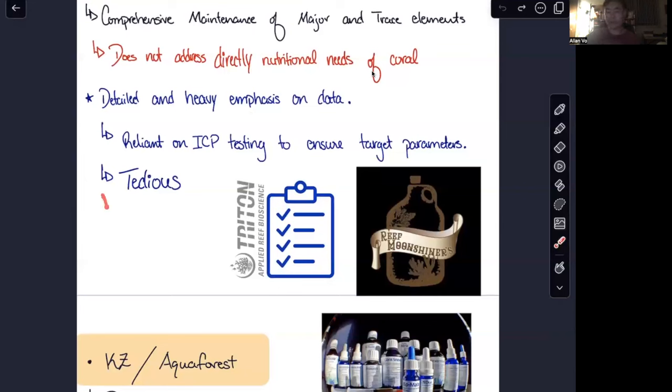And there's one issue some people might find with these methods. They're quite tedious. They require some daily maintenance. Not a lot, but it is more than some people might want to do. But to each their own goals, you do what you want with your own reef system. It's up to you.